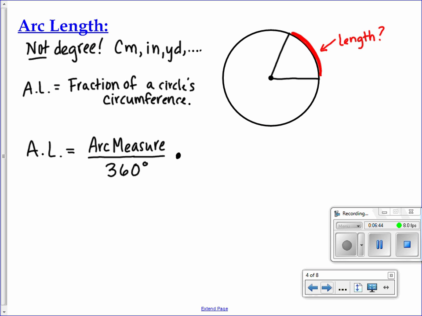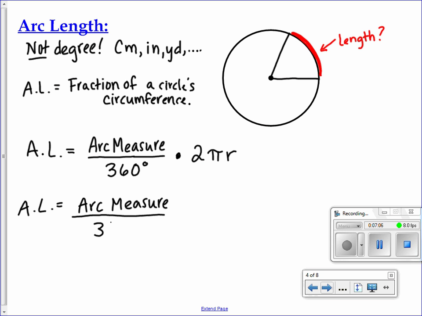That's the fraction part, and then you're going to multiply it by the circumference of the circle. So you can either say 2 times pi times radius if you've been given the radius, or to find arc length, you can do arc measure divided by 360, and then use the other circumference formula, which is just pi times diameter.